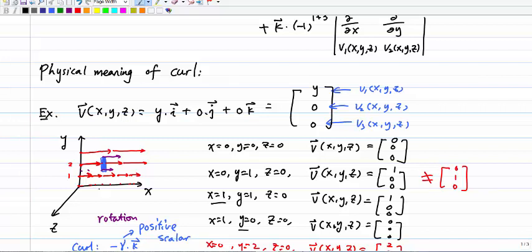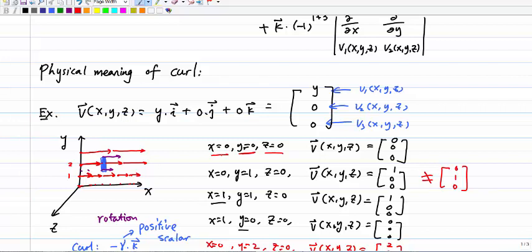For example, let's start with the case when I have y is 0, and x is 0 and z is 0, which is the origin, this point, right? Then according to here, because y is 0, it's 0, 0, 0, right? So you don't have any vector associated with it.